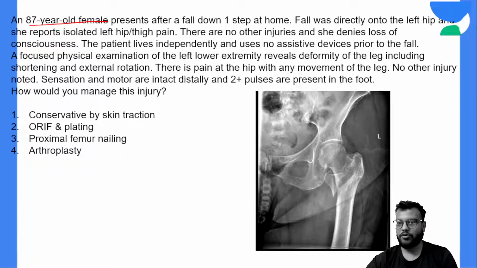Now next question, a 87-year-old female presents after a fall down one step at home. Fall was directly onto the left hip and she reports isolated left hip and thigh pain. No other injuries were there, and she denies loss of consciousness. The patient has lived independently and uses no assistive device prior to the fall. A focused physical examination of the lower left extremity reveals deformity of the leg, including shortening and external rotation. The pain at the hip with any movement of the leg. No other injury noted. Sensation and motor are intact and distally pulses are present in the foot.